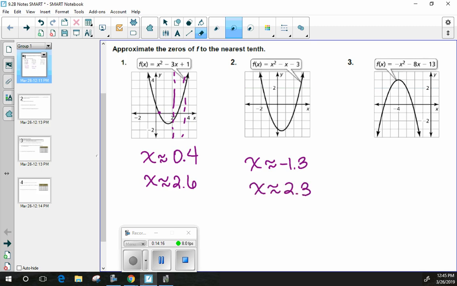That's positive 2.3. Okay. Try the very last one on your own. All right, try number 3.